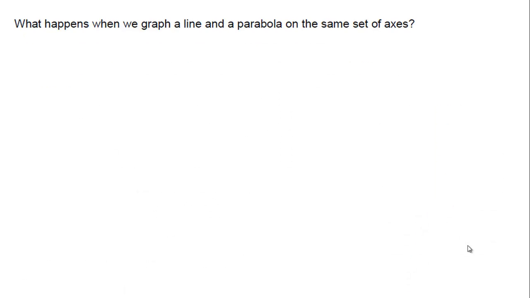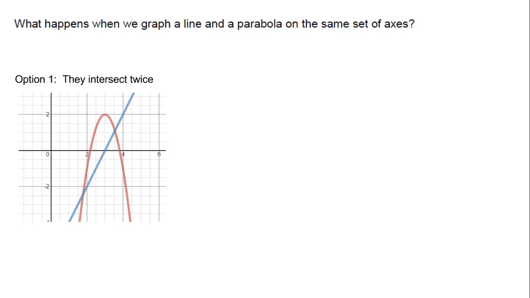So the question now is, what happens if we graph a line and a parabola on the same set of axes? There are actually three cases here, and it's very similar to what we talked about before, and you can imagine the discriminant is going to play a role in here. So option 1 is they intersect twice. So we get a quadratic here, and we get a line, and the line is actually going to hit the quadratic twice.